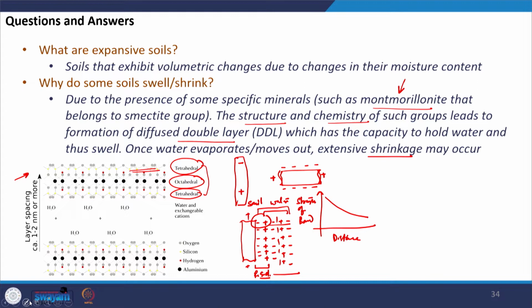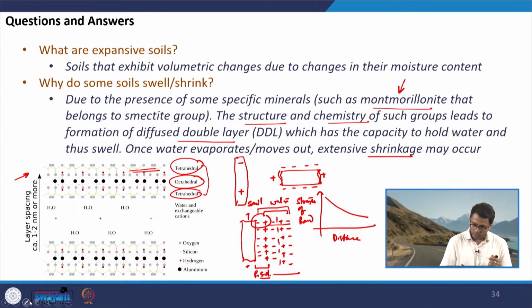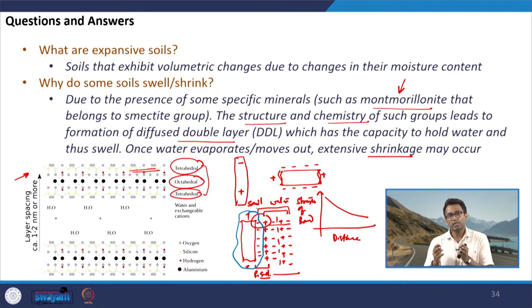I may be interested in coating this particular clay mineral with some other material such that it becomes hydrophobic in nature and does not attract water molecules to swell, because this is the phenomenon by which swelling takes place. So, I will look at measures which can reduce this process. Maybe I will reorient the soil particles so that parallel structures can be avoided, and thereby reduce the formation of this diffuse double layer.